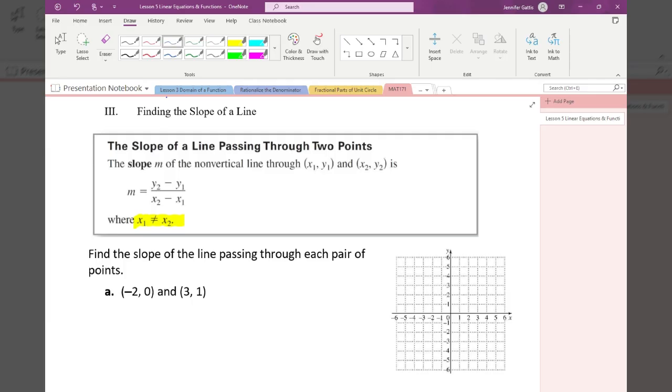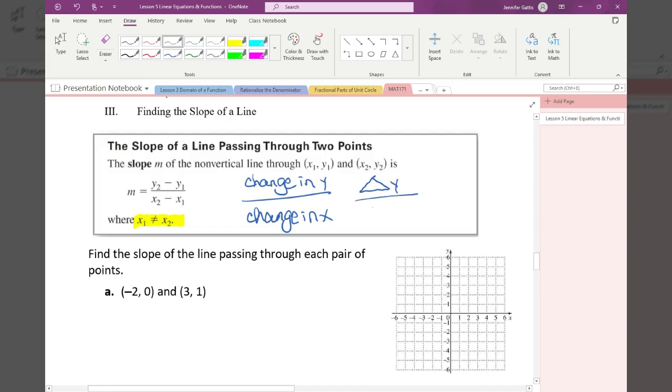So another way that we can look at slope is change in y over change in x. Or for some of you who are going on to calculus and beyond, you are going to see this represented delta y over delta x. Okay? We don't really need to know the delta y and delta x thing right now. Just wanted to put that out there for you guys for the future.